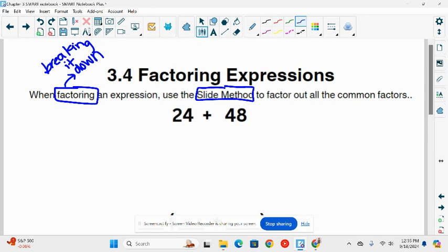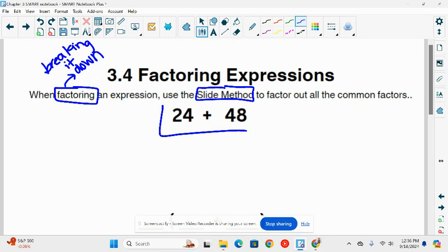So if you learned the slide method last year and paid attention to it and remember it, today should be easy. Okay? So the whole goal is to pull out things that they have in common. What operation is pulling out? Division. So if I have 24 and 48, what can evenly divide into 24 and 48? Don't give me the biggest number. Let's practice some cases. We can do 12.